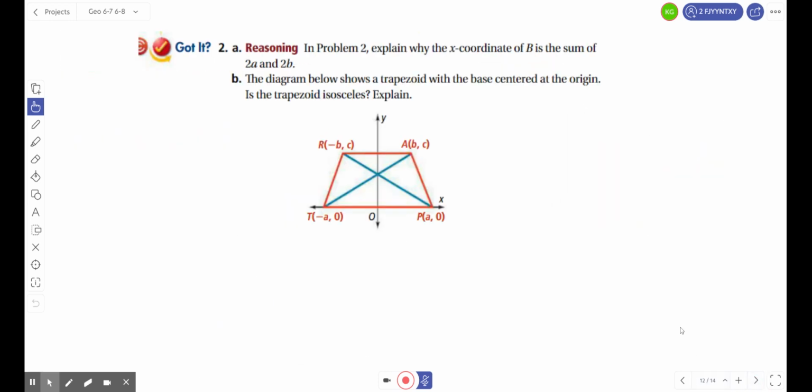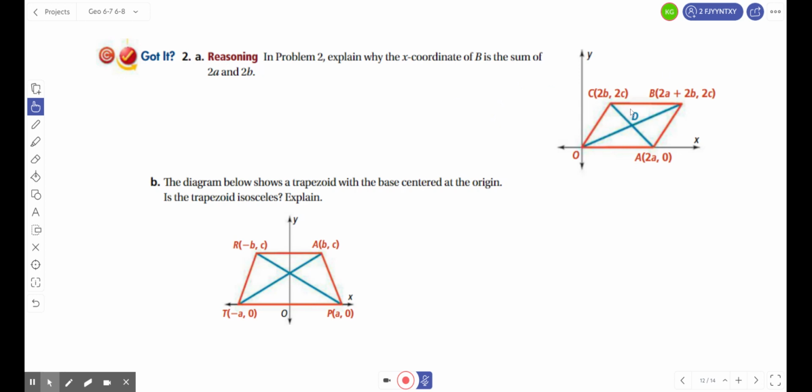All right, so now we have a different one for you to try. So you need to explain why the x-coordinate of B is the sum of 2a and 2b. Oh, hold on a second. Okay, there we go. So you actually need that picture from the last problem. So explain why the x-coordinate of B is the sum of 2a and 2b. So you have to tell me, there's a 2a here, there's a 2b here. Why is this 2b plus 2a?